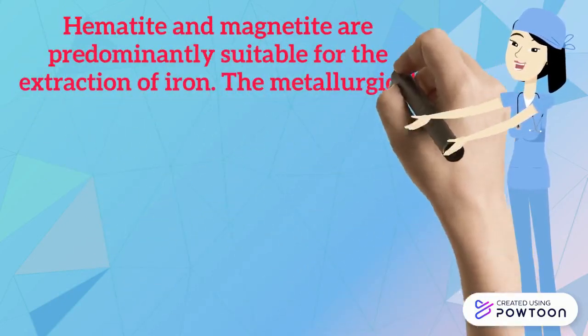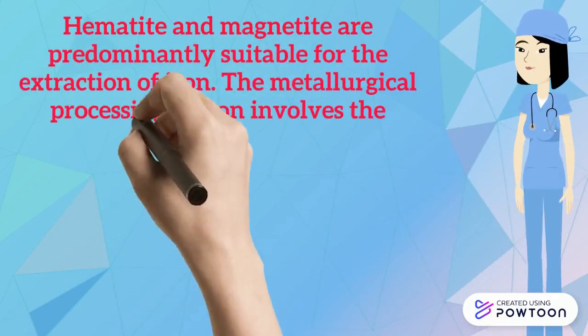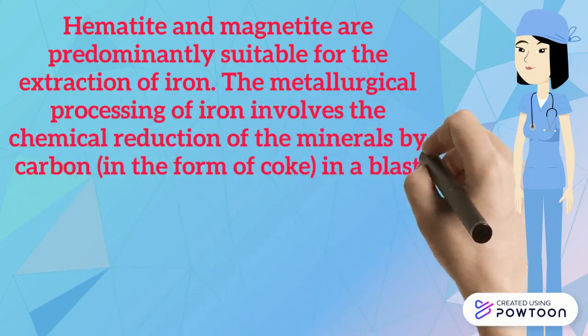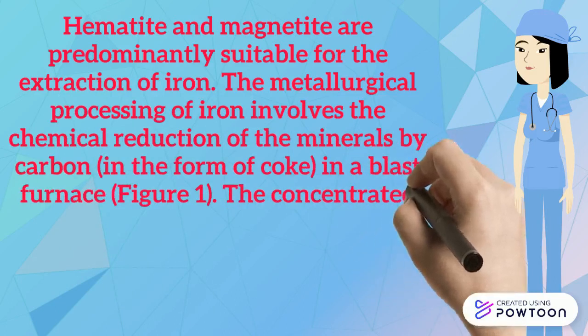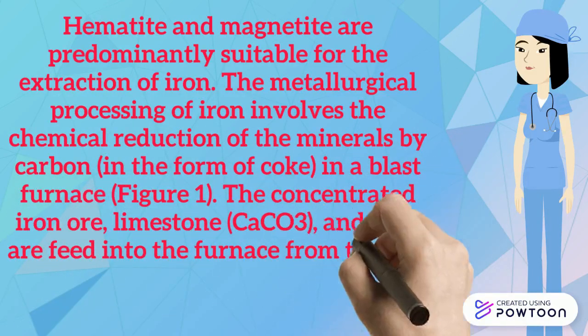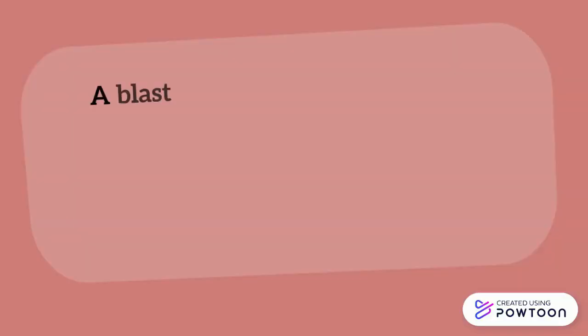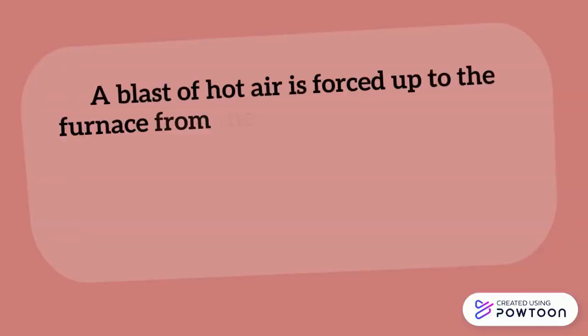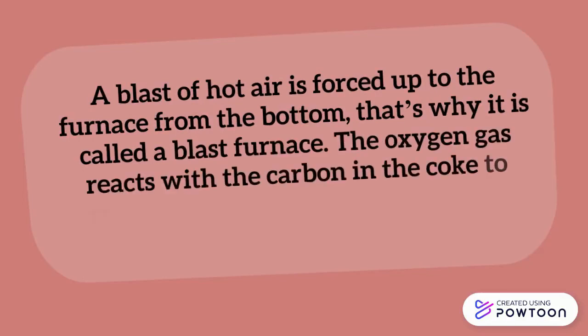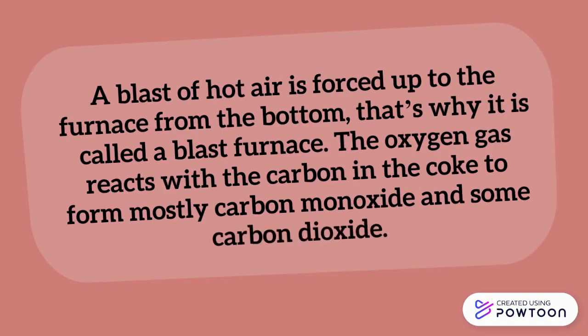The metallurgical processing of iron involves the chemical reduction of the minerals by carbon in a blast furnace. The concentrated iron ore, limestone, and coke are fed into the furnace from the top. A blast of hot air is forced up into the furnace from the bottom. That's why it is called a blast furnace. The oxygen gas reacts with the carbon in the coke to form mostly carbon monoxide and some carbon dioxide.